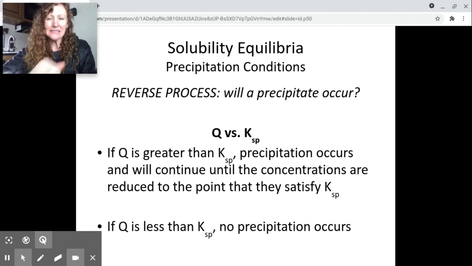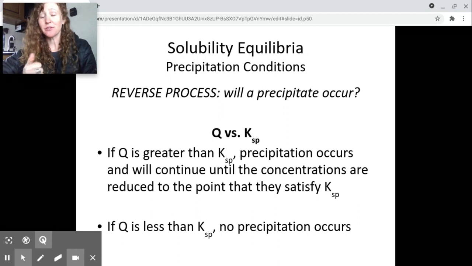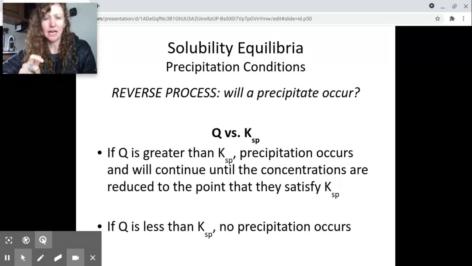Hey, AP Chem. Welcome back to equilibrium in terms of precipitation. We're going to talk about the second half of it today, which is the flip reaction.